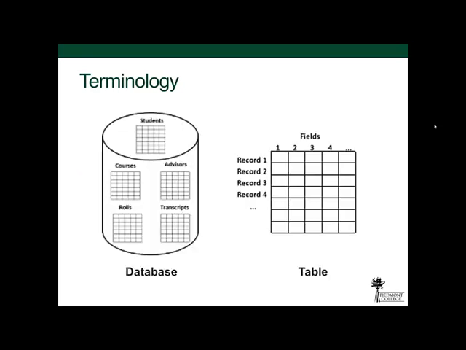In this illustration, the database is characterized by the cylinder because it's a container which holds a number of different files or tables. The tables in this database are named students, courses, advisors, and so forth. An individual table is composed of rows and columns. The columns represent the individual data items, like last name, first name, telephone, address, and so forth. The rows represent individual records. Since this is a student table, row 1 would be student 1, row 2 would be student 2, and so forth.